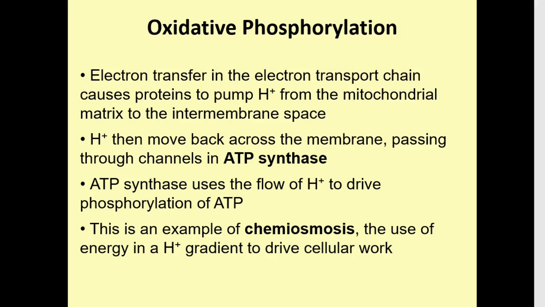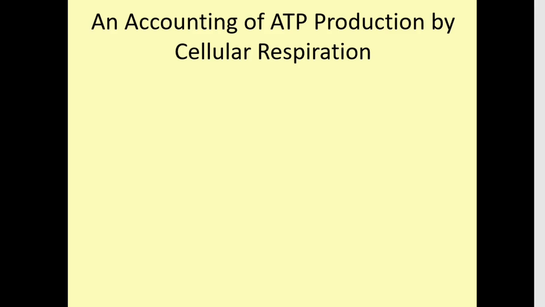So if you remember from the previous session, osmosis is the diffusion of water across a selectively permeable membrane. Well, here we have the diffusion of hydrogen ions across a membrane. So that's sometimes referred to as chemiosmosis: the use of energy in a hydrogen ion gradient to drive work.